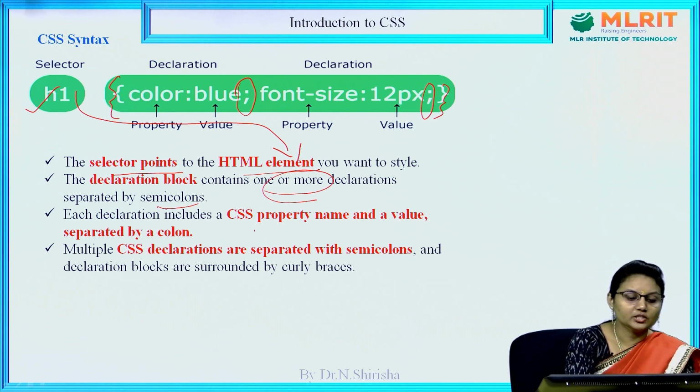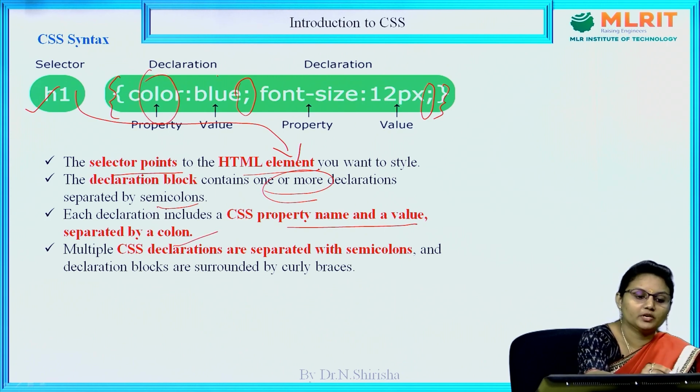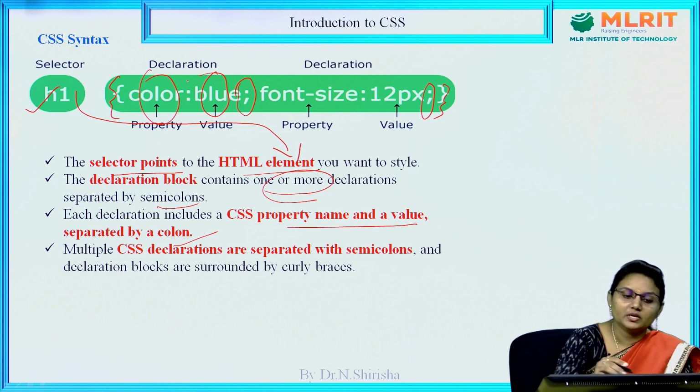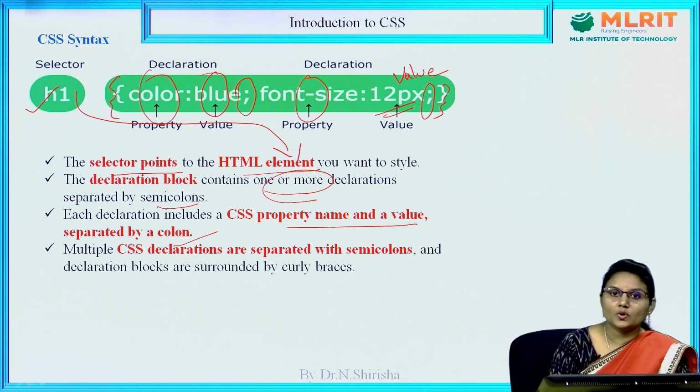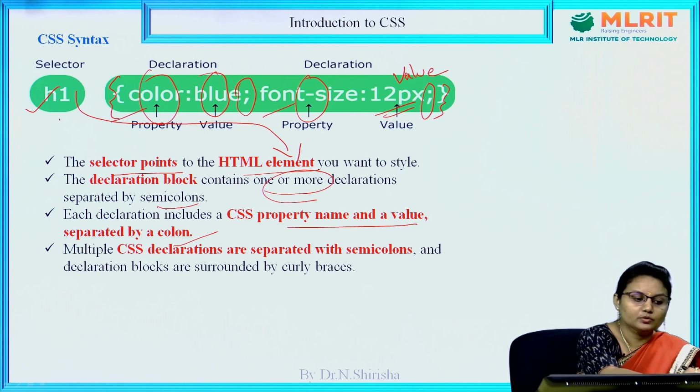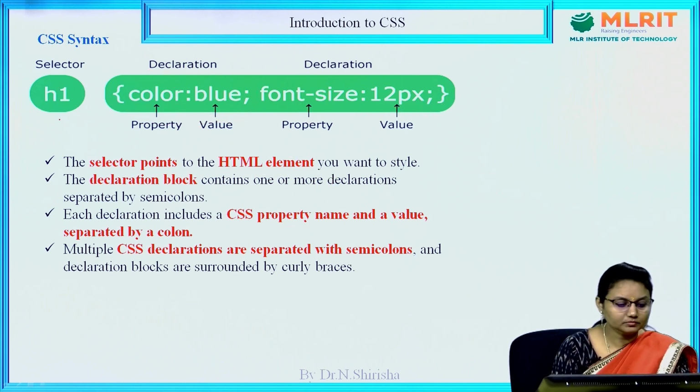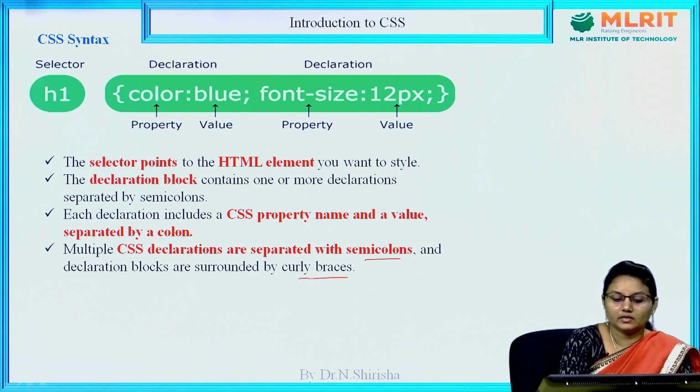Each declaration includes a CSS property name and a value separated by a colon. So the property name is color, the property value is blue; the property name is font size, the property value is 12 pixels. Px is nothing but pixels, which we are giving for the font size. The same color and font size you can also use for the paragraph tag. Multiple CSS declarations are separated with a semicolon, and declaration blocks are surrounded by curly braces.